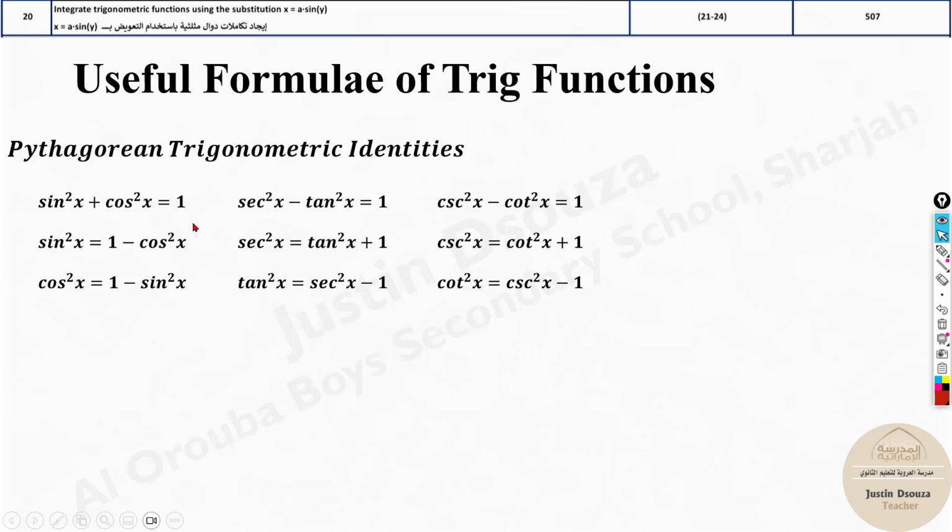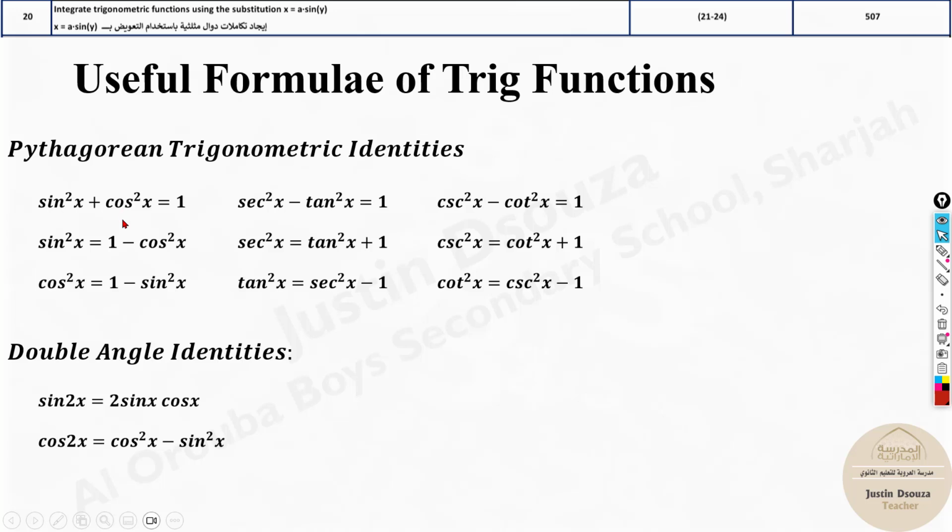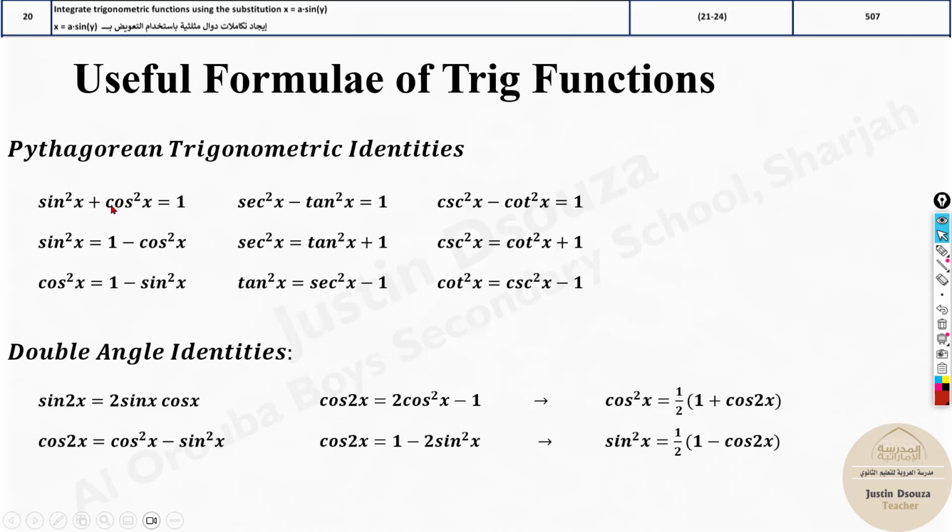This is by just moving cos square to the other side or sine square to the other side. You will get the other two. Because they have already mentioned it's x equals a sine y, just stick to one, that is more than enough. And double angle identities are not required for this particular topic, but in general, if you remember them, in case you need them for simplification, we can use them.